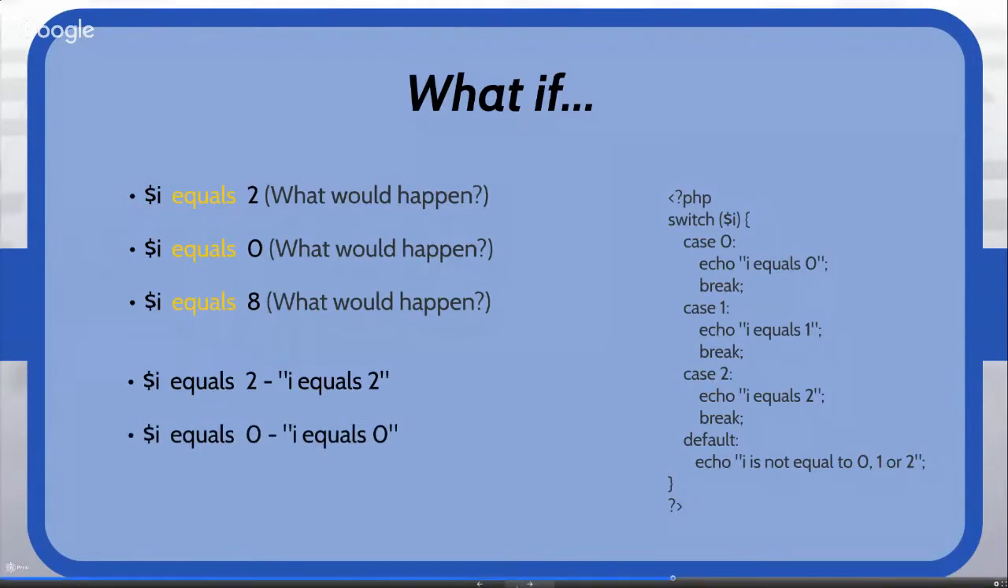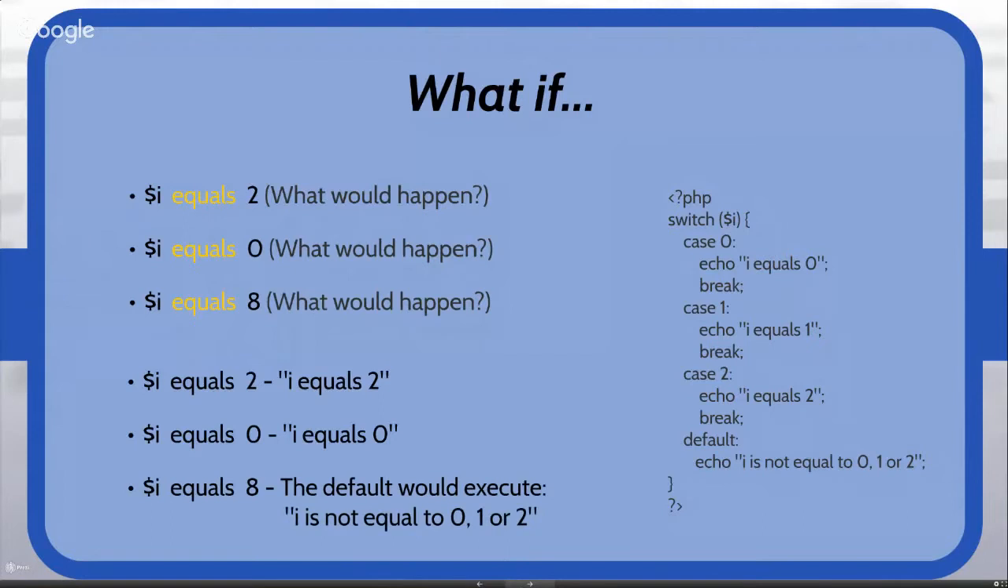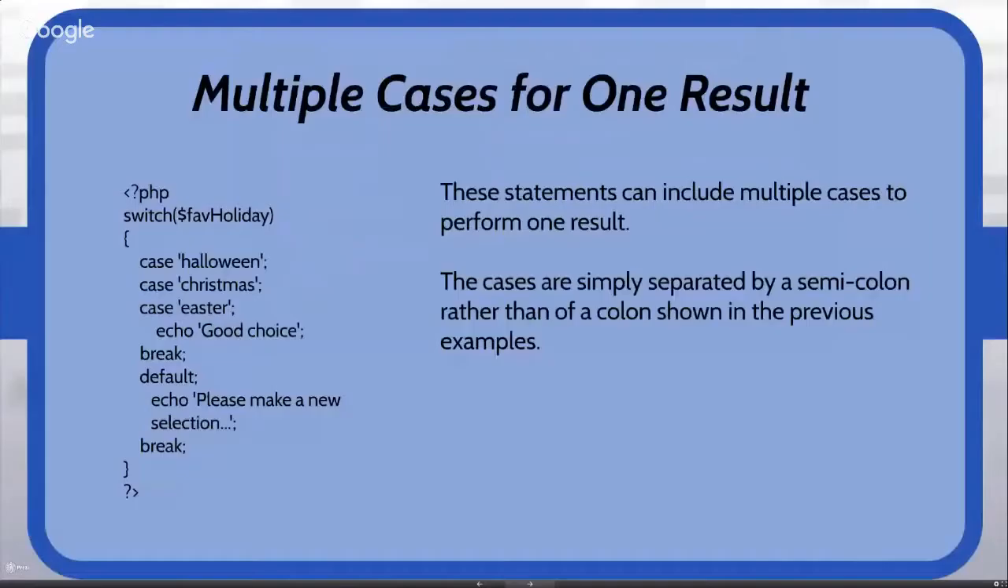Now the last one is a little new addition that I put on this switch controller, and it is what if I equals 8? Well, it doesn't match up with 0, 1, or 2, so it's going to go through the statement and hit default. Now default's going to go ahead and have it echo I is not equal to 0, 1, or 2. So a couple of different ways you can go ahead and use this is actually in this slide.